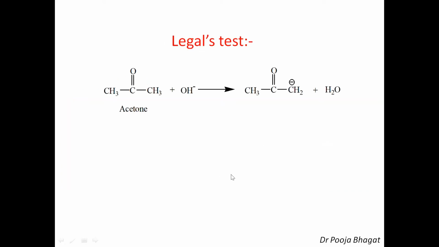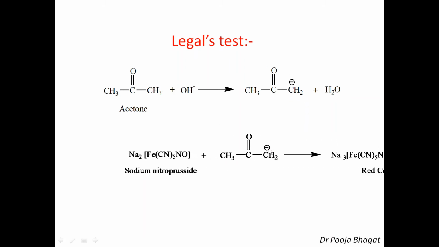Now this is the chemical reaction for Legal's test. Acetone reacts with base to give the carbanion. The hydrogens present on the carbon alpha to the carbonyl group are acidic in nature. So OH negative, the hydroxide ion, acts as a base and abstracts these acidic alpha hydrogens. Here the carbons are symmetrical, so you can abstract the hydrogen from either carbon to form the carbanion. If you want to know the details, you can see my video on the reactions of carbonyl compounds, where I have explained how and why the hydrogens present on the alpha carbon are acidic in nature.